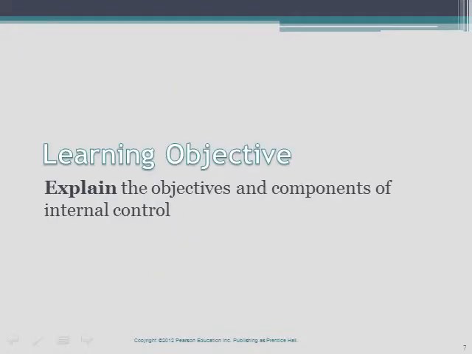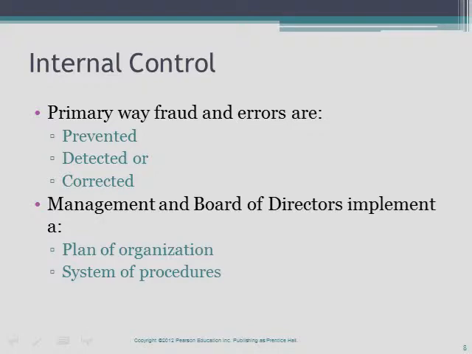So now we want to explain the objective of setting up an internal control system. The primary way that fraud, as well as unintentional errors, is prevented, detected, or corrected in an organization is through a proper system of internal control. Internal control is a plan of organization. It's a system of procedures implemented by company management and the board of directors.